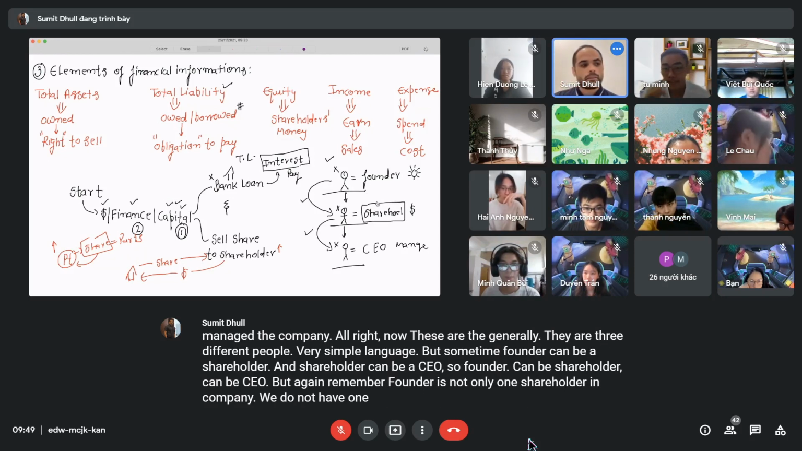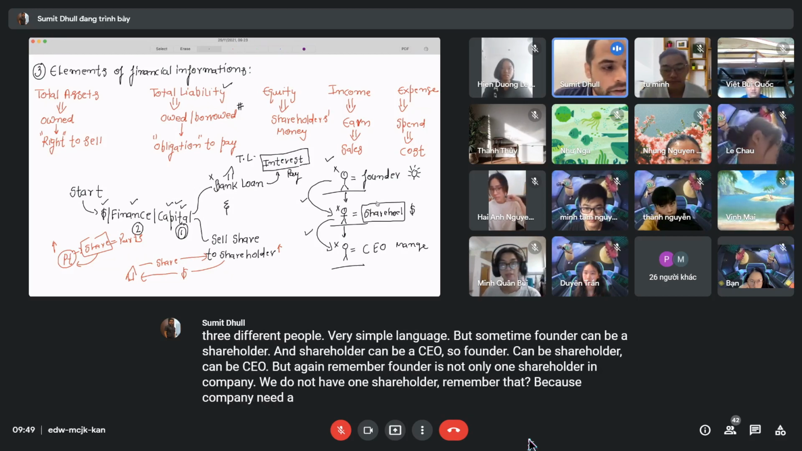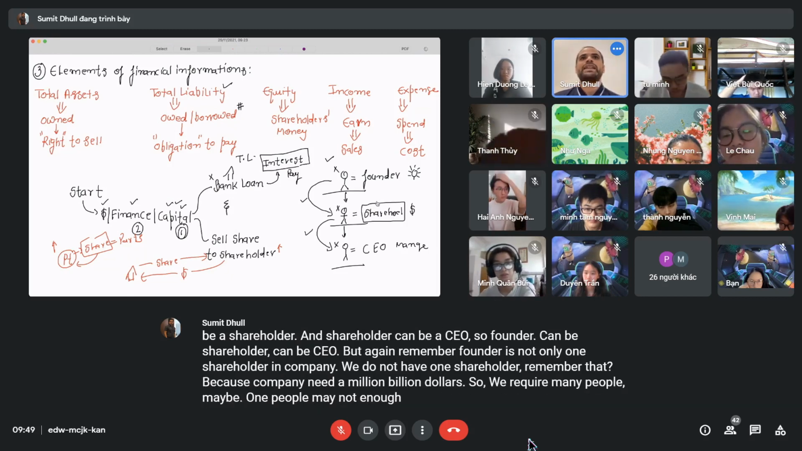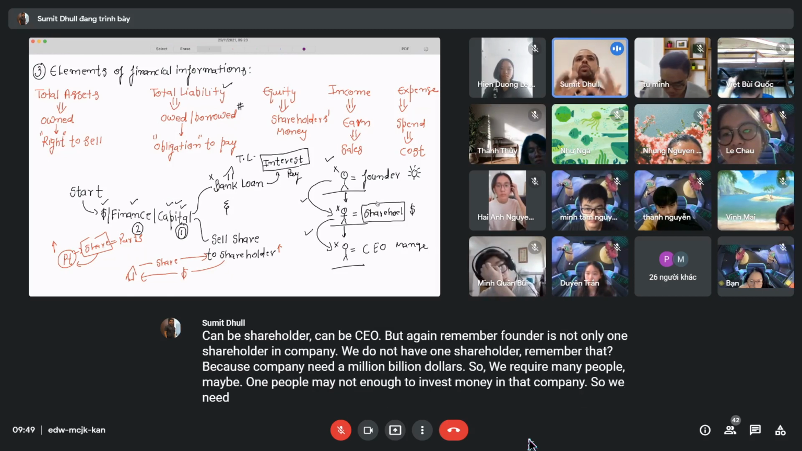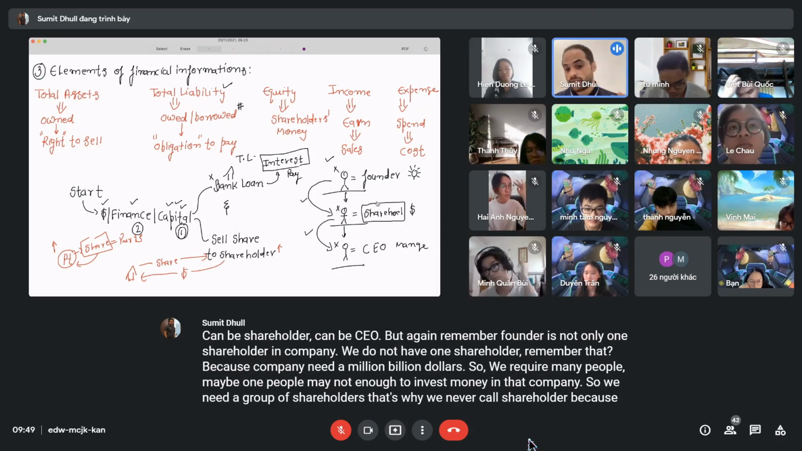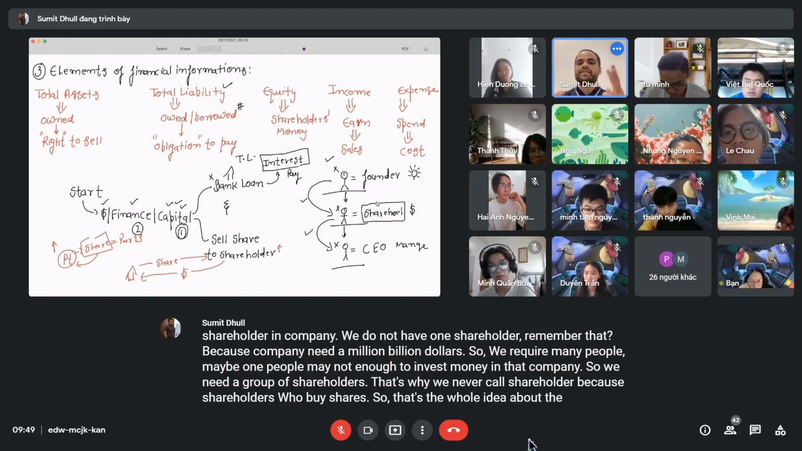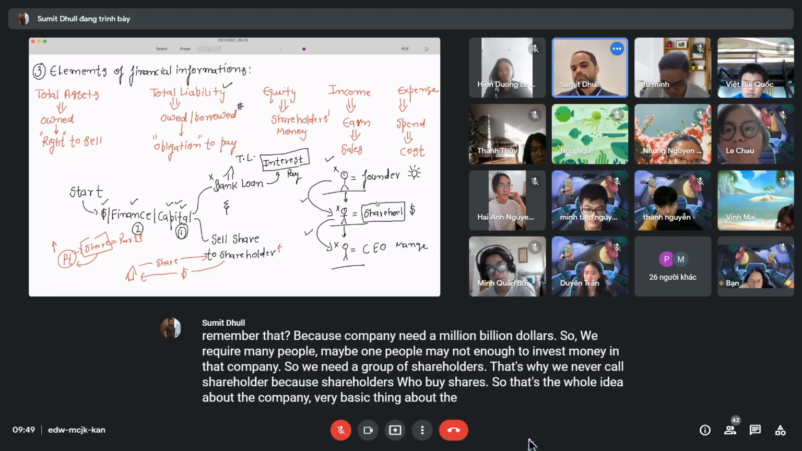Remember that, because a company needs millions, billions. So we require many people. Maybe one person may not be enough to invest money in that company. So we need a group of shareholders. That's why we never say shareholder, we say shareholders, who buy shares. So that's the whole idea about the company, a very basic thing about the company.